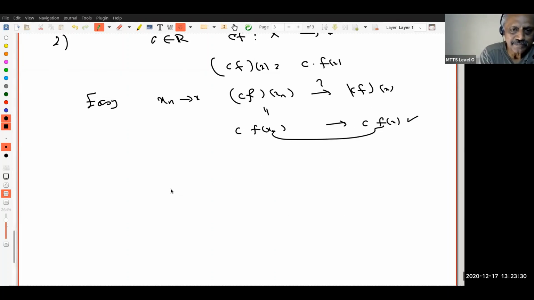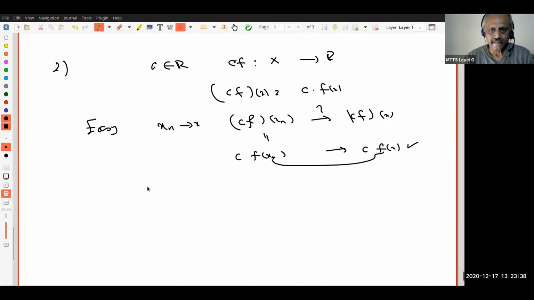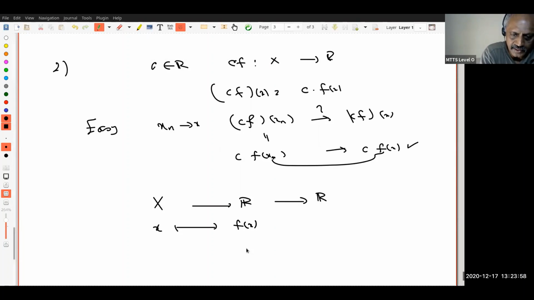Now what is the sophisticated proof? The sophisticated proof is the following. Can I think of a sophisticated proof for this? Let me see. X going to f x. Okay, that's it. And then from there I'm multiplying by c. That is from R to R, right? So x going to R and from R to R. What is this map? X going to f x. That is this map. What is this map? U going to c times u. Right? Okay, call this as phi and this as xi.